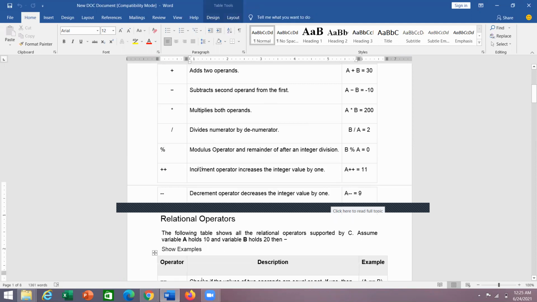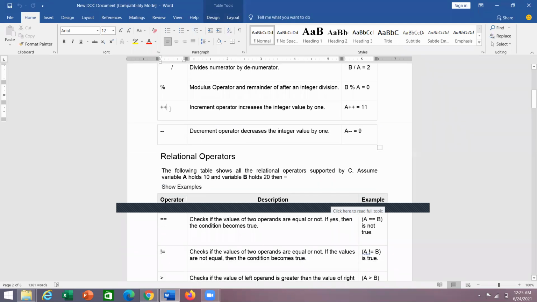Already we know the quotient and remainder. And these are plus plus and minus minus. We can call them increment and decrement operators. Plus plus is used to increase the value by 1, and minus minus is used to decrease the value by 1. For example, the A value is 10, and the increment is 10 plus 1. Plus plus means it will be increased by 1, so 10 plus 1 equals 11.